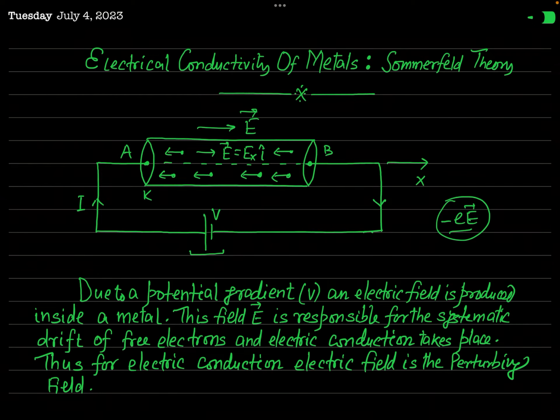So you have to think that here there is no temperature gradient, no heating, no fall of electromagnetic radiation on the specimen, no magnetic field. Only we take the electric field as the perturbing field in this case. So our Boltzmann transport equation will become very simple.